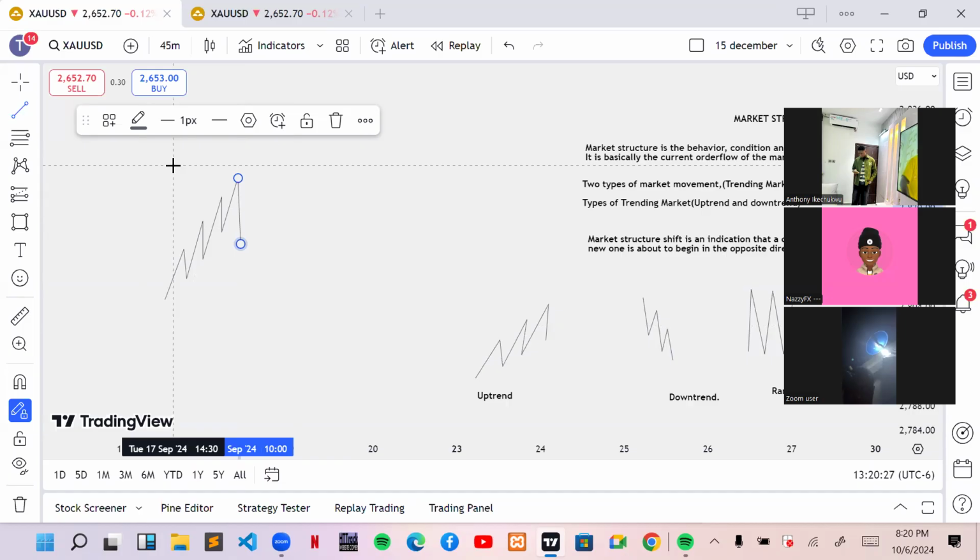The previous trend that the market was on could not be maintained. Now it's an indication that this is no longer an uptrend, but the market is now turning into a downtrend. So if you were taking buys previously and you witness a market structure shift, what you should be looking out for is now sells. So this shift right here is an indication that the current uptrend is about to end and the new trend, which is a downtrend, is about to begin. That's why I said it's an indication that the current trend is about to change and the new one is about to begin in the opposite direction.